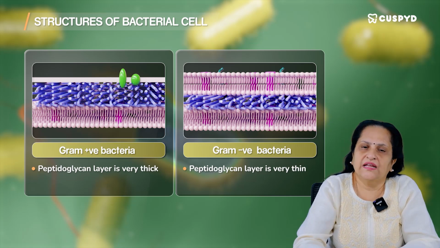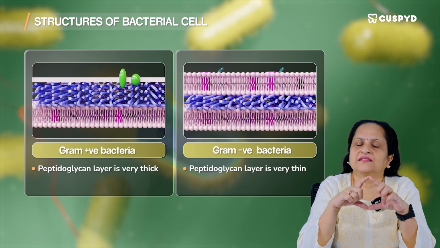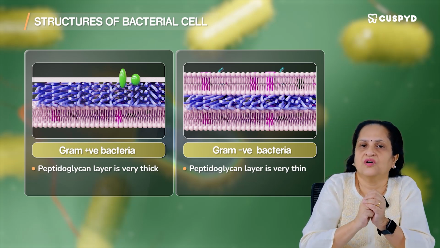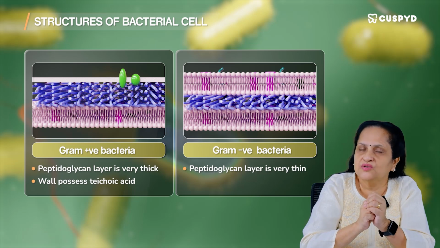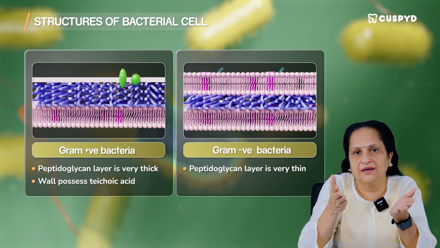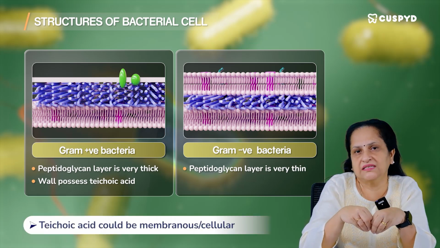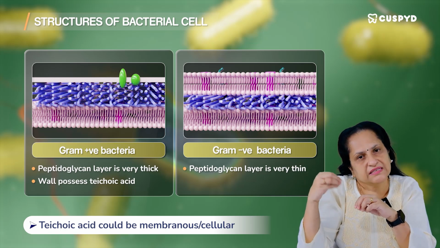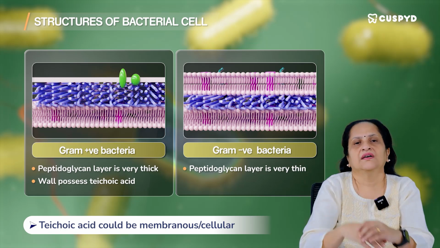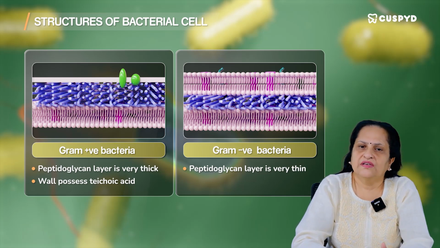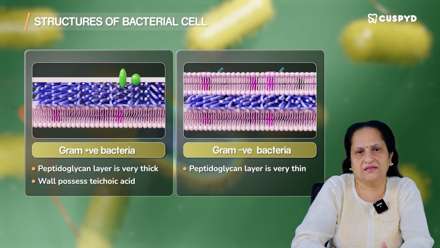Now, in case of a gram-positive cell wall, other than this thick peptidoglycan layer, there are other structures called teichoic acid, which also gives strength to the bacterial cell. There are two ways in which they come up. They are either from the cell membrane itself, where they are called membranous teichoic acid, or they come from the cell wall itself, the peptidoglycan layer. So, they are called cell wall teichoic acid. This also gives further strength to the bacterial cell.